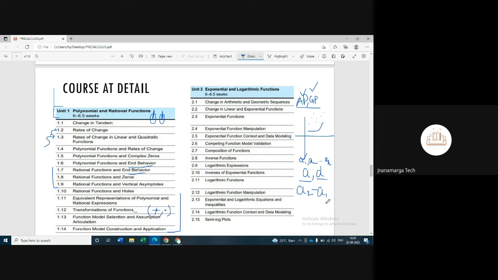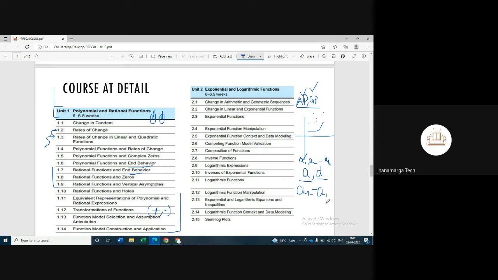And similarly, successive terms in a geometric sequence have a common ratio or a constant proportional change. That is the major difference between an AP and a GP. AP only has the difference between two terms, whereas in a GP there is a common ratio between the two terms.